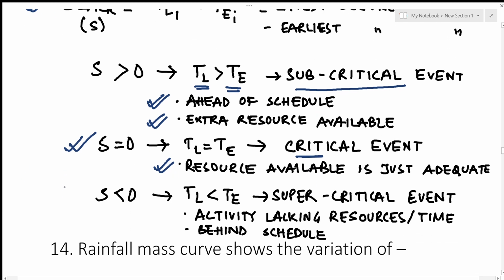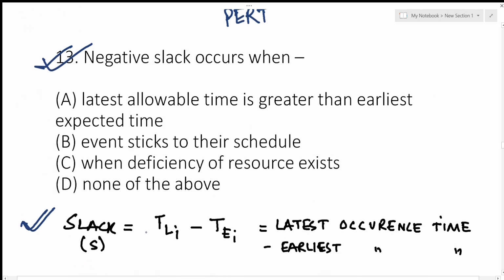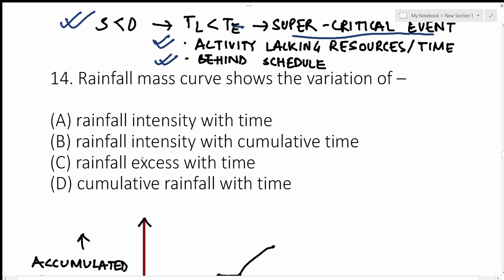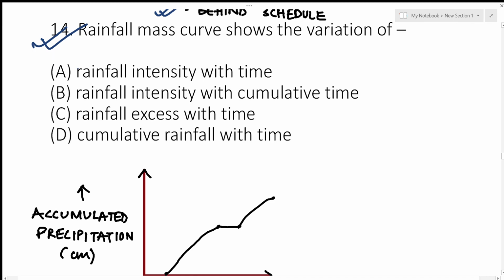And when slack is negative or TL is less than TE, then what happens? It is known as a supercritical event. And activity is lacking resources or time, and it is behind schedule. So when slack is less than 0, there is a deficiency of resource. So the answer would be C. Now the next question, rainfall mass curve shows the variation of. Now if you know the mass curve, you would easily be able to answer it. Rainfall mass curve shows the variation of accumulated precipitation with time.